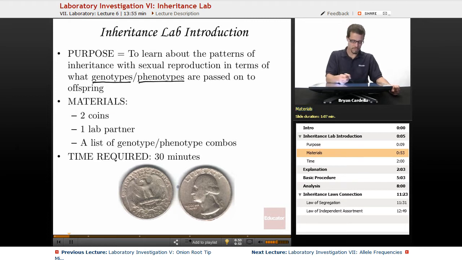Materials: 2 coins, quarters, pennies. If you're not in America, hey, any coins will do. The point is to have one side different from the other, tails and heads.